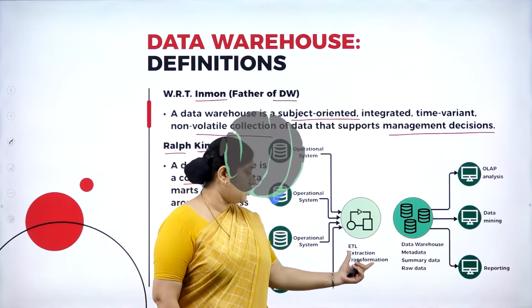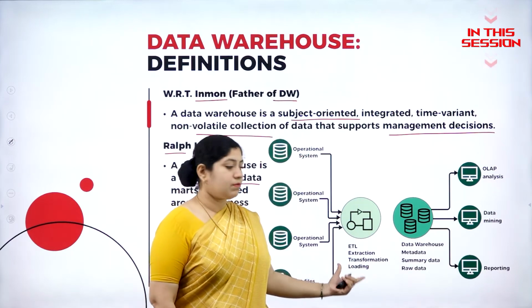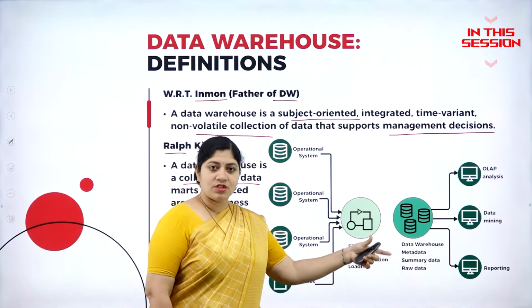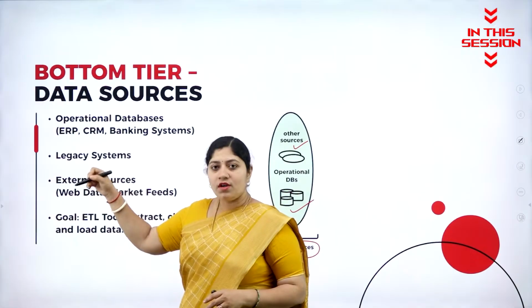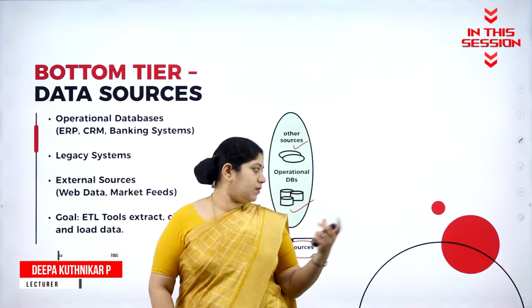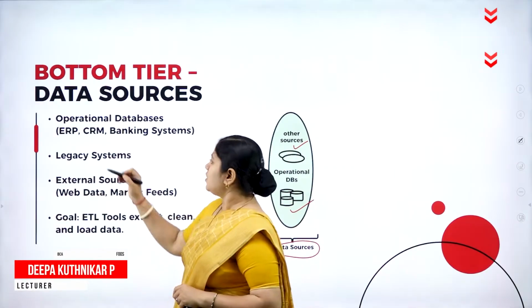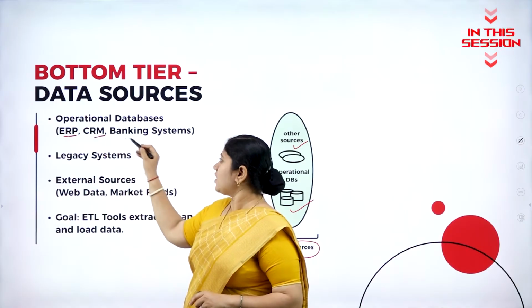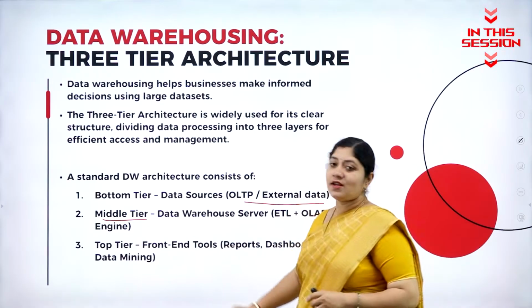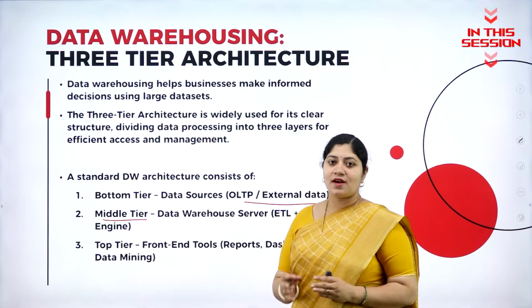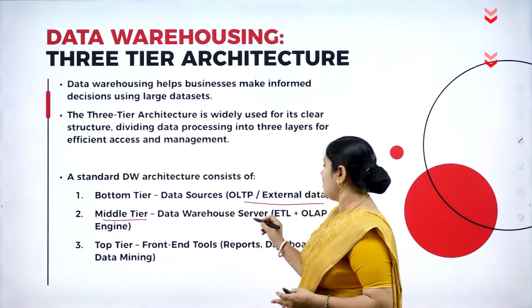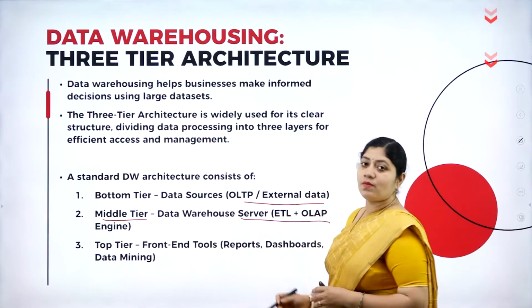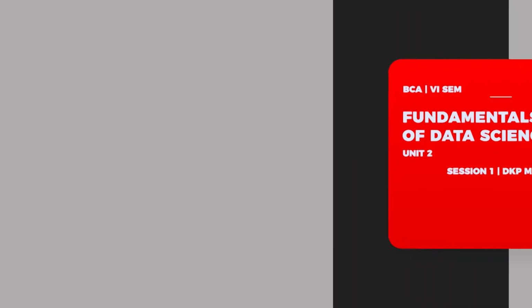We can expect ETL. ETL is nothing but extract, transformation as well as loading. What does the operational database over here consist of? So it consists of ERP, then CRM information as well as banking systems. So the middle tier is none other than our data warehouse, where there is a server which holds the ETL.